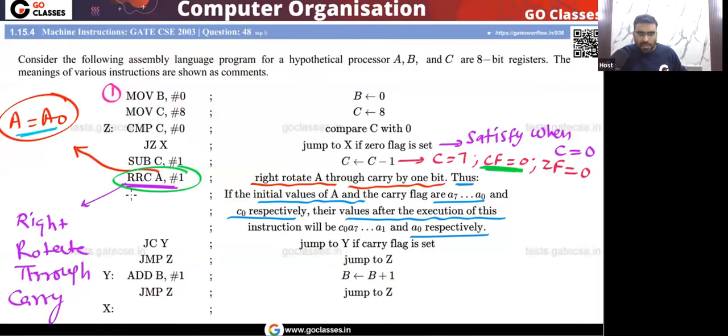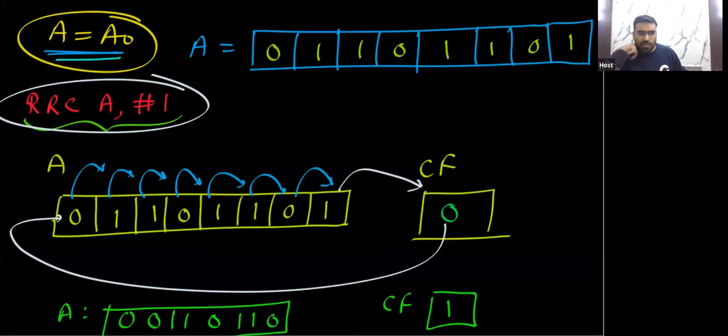So you can easily see that after this instruction, the carry flag has become 1. Why did the carry flag become 1? Because you can see the MSB of A was 1. You are doing the right rotate, so the carry flag becomes 1 because this MSB was 1. Is this clear? Please let me know.